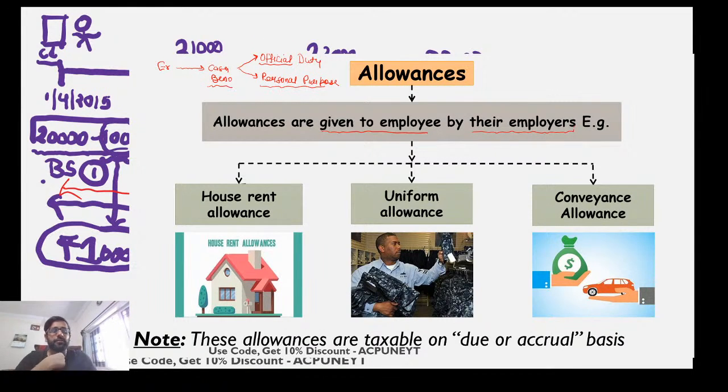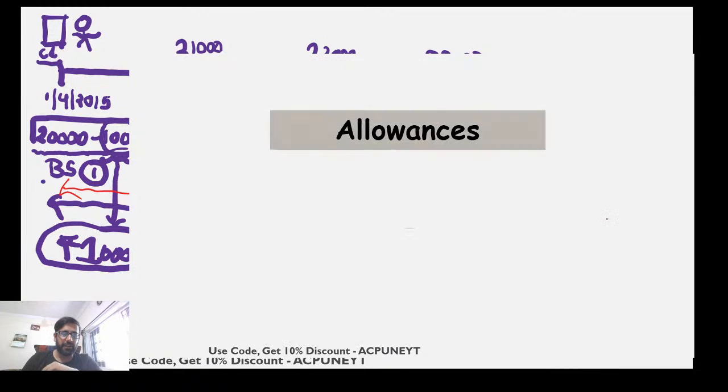Is it clear? So example of allowances are house rent allowances, uniform allowances, or conveyance allowances. There are more examples. These are the few examples. It can be house rent allowances. Let's suppose you have taken a flat on lease to stay there. Your employer is reimbursing for that flat. Here I have taken example.